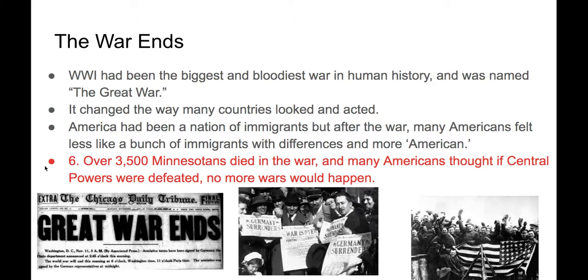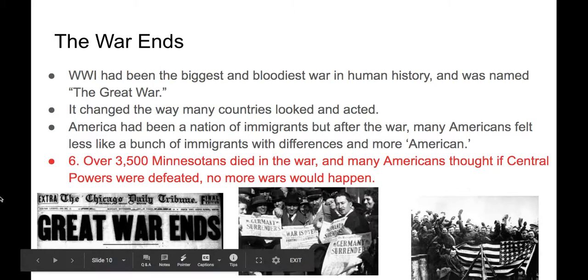Over 3,500 Minnesotans died in the war, and many Americans thought if the Central Powers were defeated, no more wars would ever happen. Let's do that one more time. Number 6, over 3,500 Minnesotans died in the war, and many Americans thought if the Central Powers were defeated, no more wars would happen.